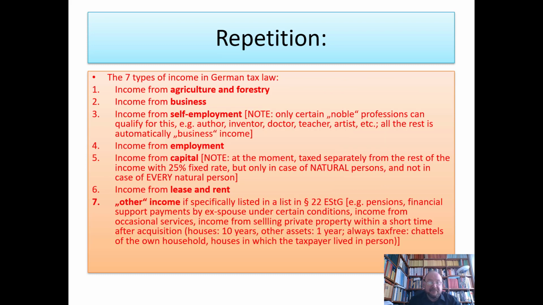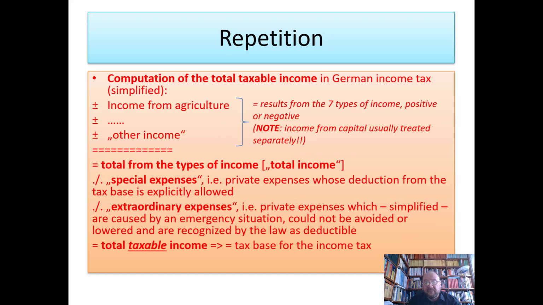Here are again the 7 types of income. The computation of the total taxable income would work as follows. You add up everything from the 7 types of income, but you leave usually out income from capital since 2009. That is separately taxed under a flat rate of 25%, in all cases where you do not opt out of that special regime.